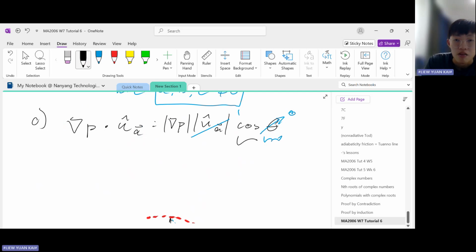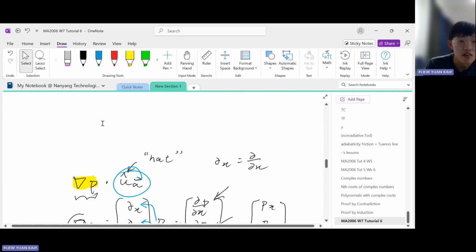So cosine of 0 is actually 1. So you see, we have this times 1 times 1. So at the end of the day, your maximum rate of change is the magnitude of nabla P. Wait, let me read the question again.